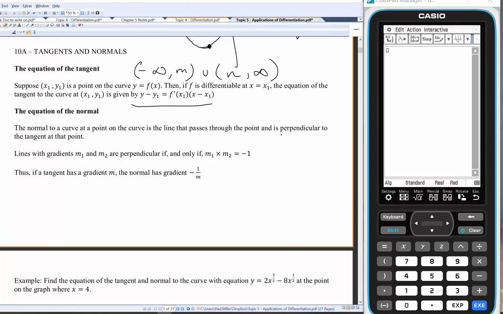Now, just be careful: increasingly in Methods, they seem not to be calling it the normal, but rather perpendicular to the tangent. So this is the way they describe what they're after, perpendicular to the tangent rather than the normal. If a tangent has a gradient m, then the normal has a gradient -1 on m, i.e. the negative reciprocal of the original gradient.